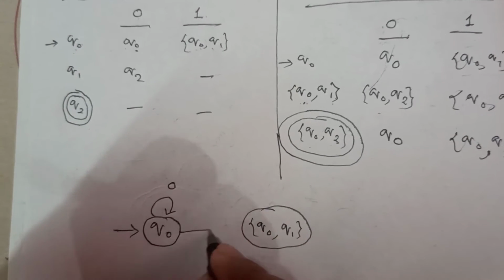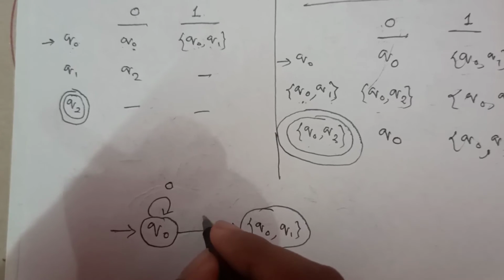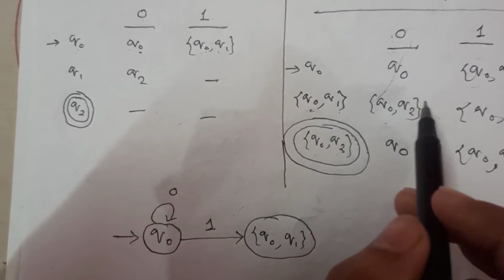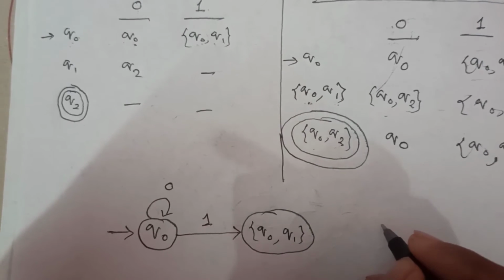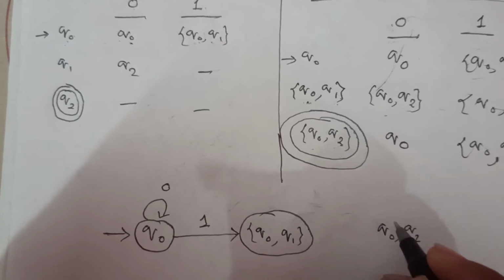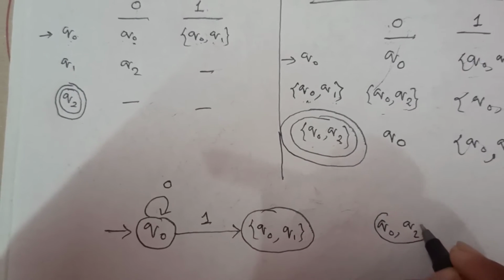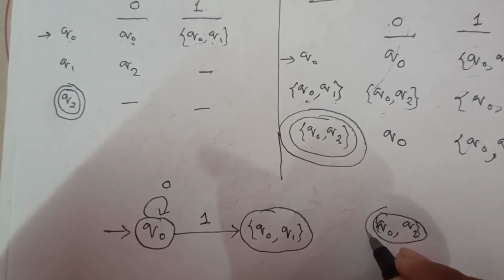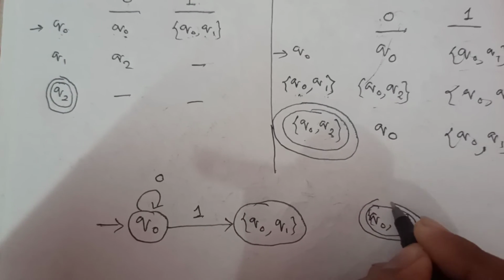Okay, so for input 1 it will go to Q0 Q1. So now let's see the transitions from Q0 Q1. For input 0 it goes to again a new state, that is Q0 Q2, and Q0 Q2 is the final state. So we will make it the final state. Sorry, I forgot to give the brackets, and yes, now this is the final state.